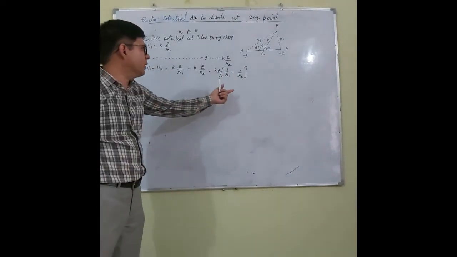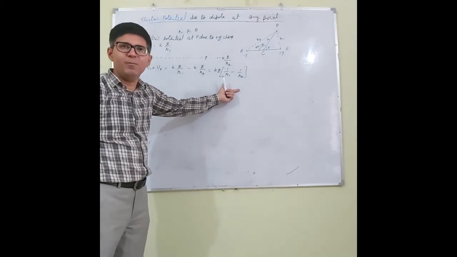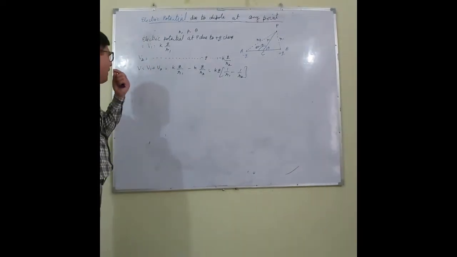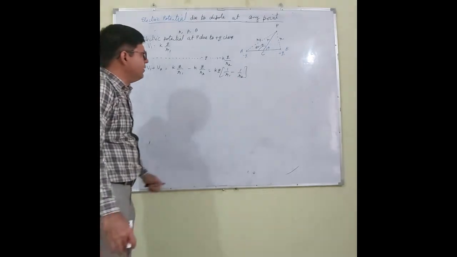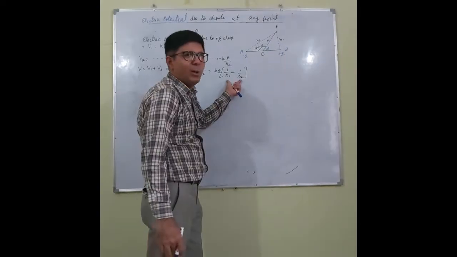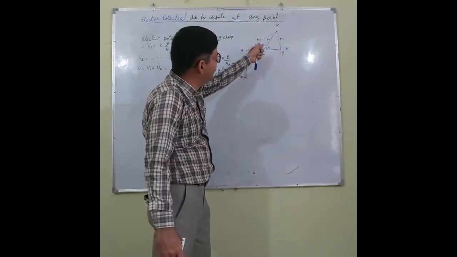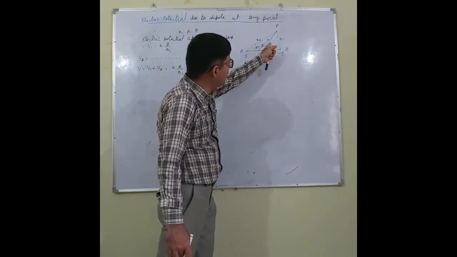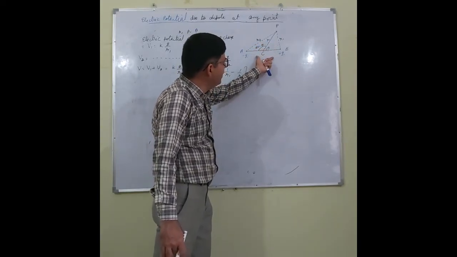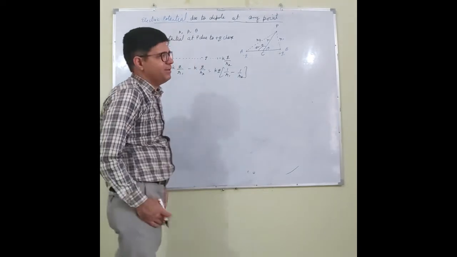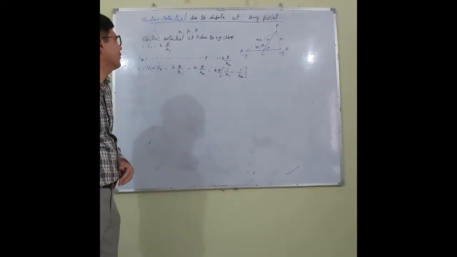I have just put the values just like in the previous expressions. Now here, what is the problem? R1 and R2 are not given. I am given R, p and theta. Nothing else I'm given. So let's check how we can solve this.